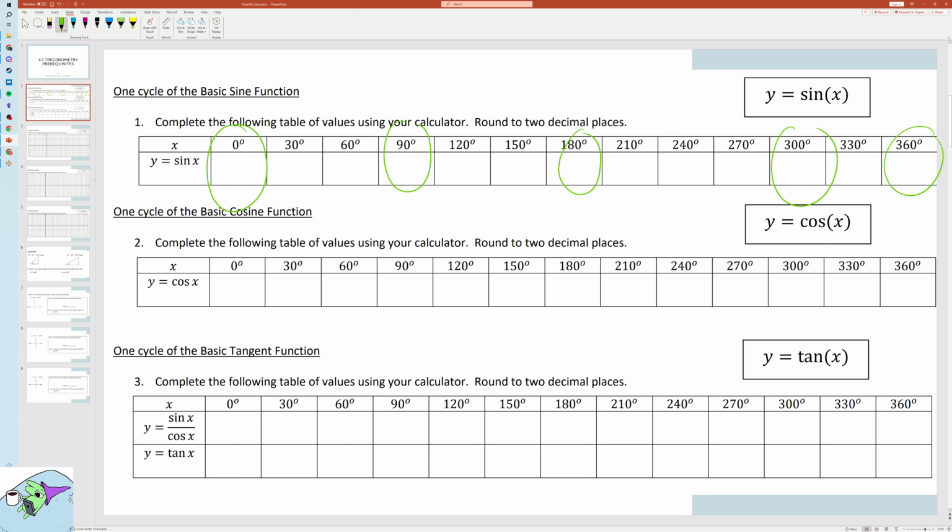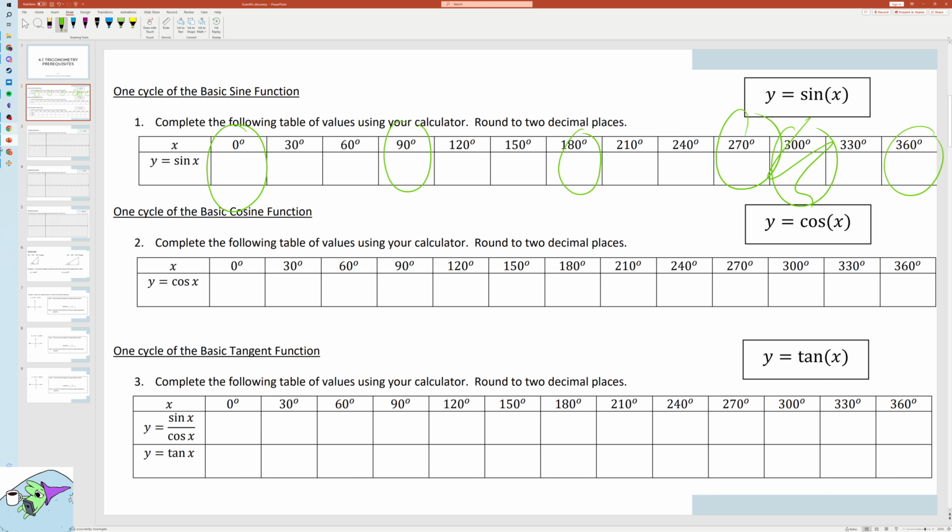Did I circle the right ones? Oh, not 300. 270 for sine and cosine. In fact, those are the main ones we're going to ask you to memorize going forward. The other ones you should be able to generate some other way. We'll talk about that later.